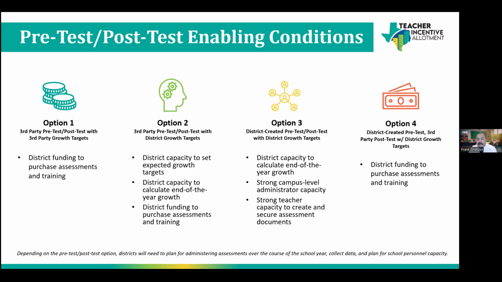With our option three, there's a lot that goes with it because the district really takes the onus on themselves to develop, administer, and then measure growth using these pre and post tests. And so capacity is the issue. Do you have the capacity to calculate the growth? Do you have the capacity to administer that assessment? And do you have the capacity to create these assessments as well? With our option four, funding is definitely still the concern as well, in addition to everything that we talked about in option three, because with option four, you are using district created tests for that pretest.